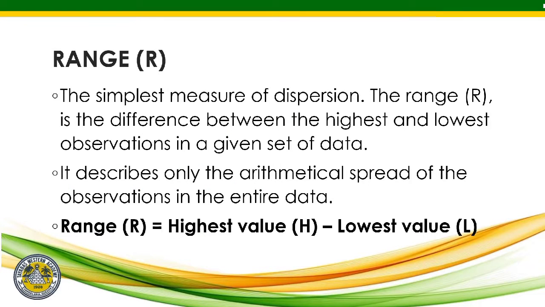Let's start the measures of variability with the range, and then the mean or average deviation. The range is the simplest measure of dispersion. The range, denoted by capital letter R, is the difference between the highest and lowest observations in a given set of data. It describes only the arithmetical spread of the observations in the entire data. To find the range, we use the highest value, denoted by H, minus the lowest value, denoted by L.